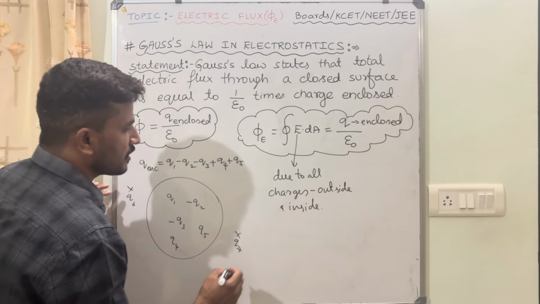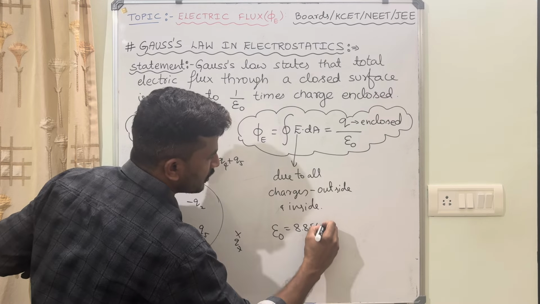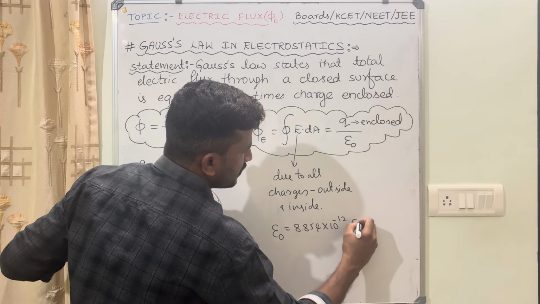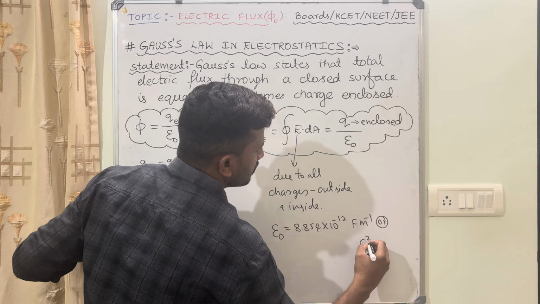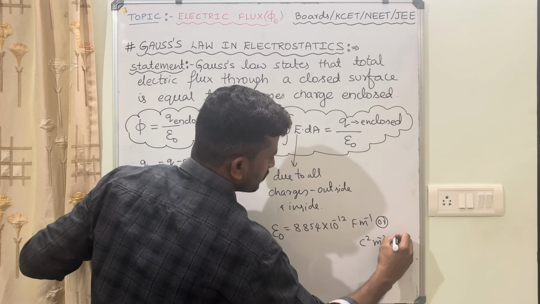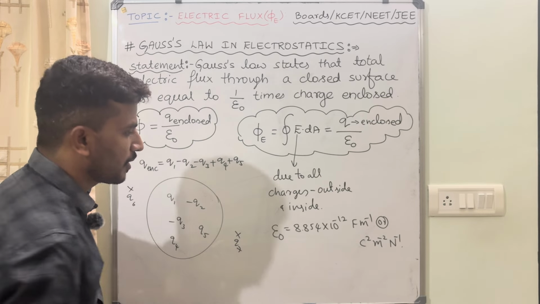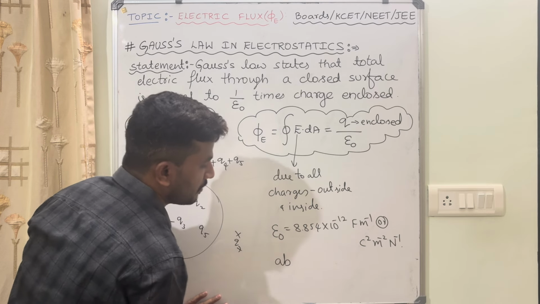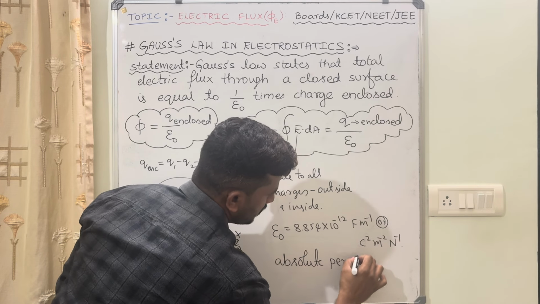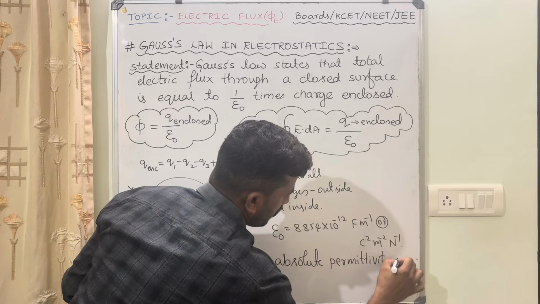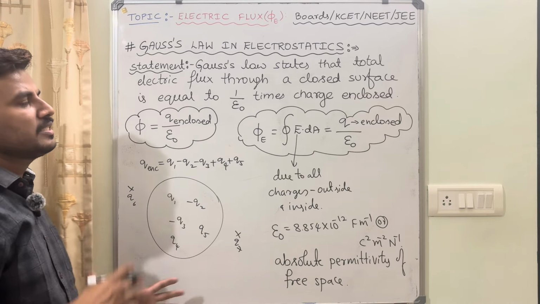Epsilon naught is the absolute permittivity of free space, whose value is 8.854 into 10 to the power minus 12 farad per meter, or the unit can be given as Coulomb square per meter square per Newton. Okay, this is about the basics.